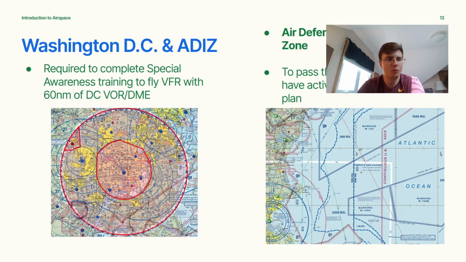Next, let's talk about Washington, D.C. and ADIZ. They're two separate things. First, let's talk about Washington, D.C. In order to fly VFR within 60 nautical miles of the Washington, D.C. VOR, you need to complete special awareness training.